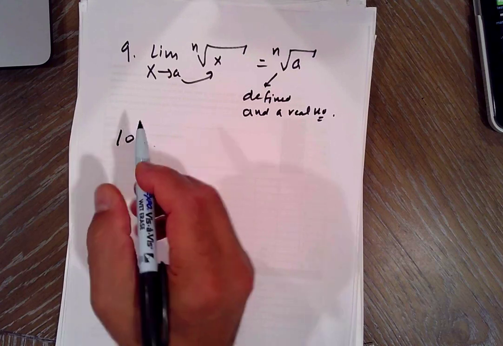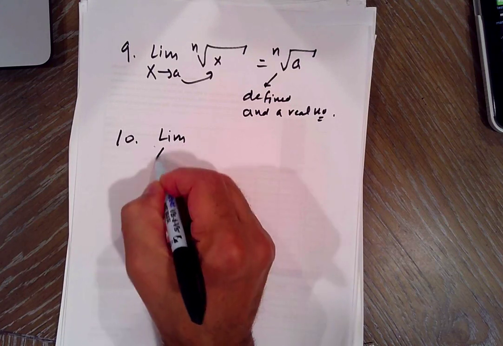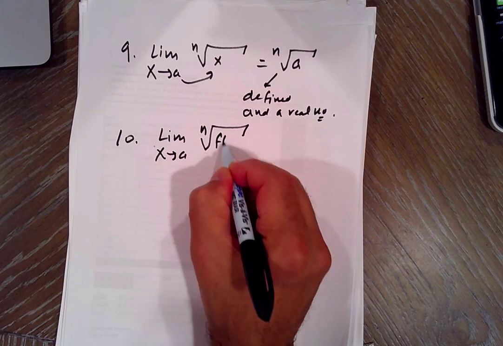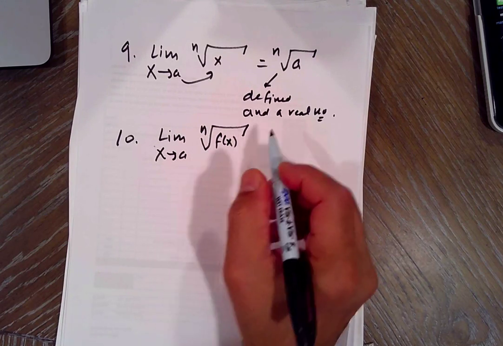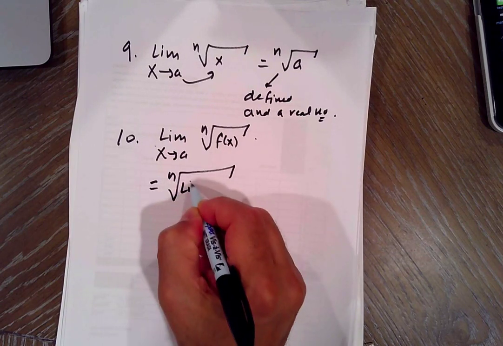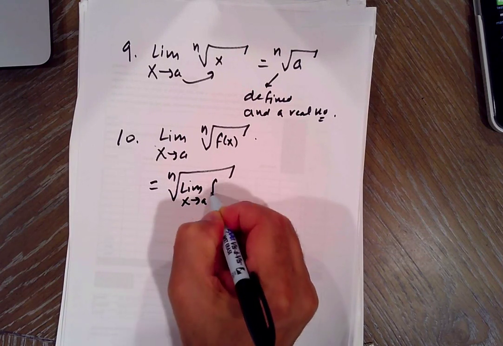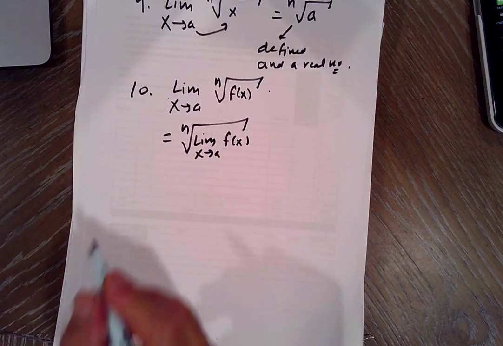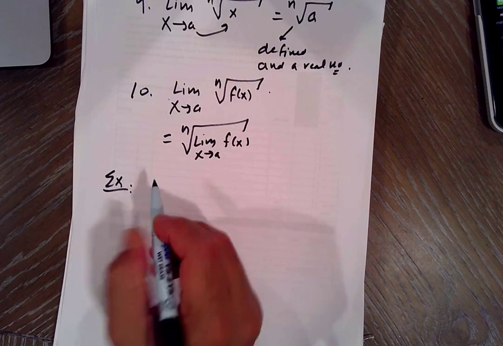And number 10, the limit as x goes to a of the nth root. We did the nth root of x. Now for any f of x, as long as it's defined and real, it's going to be the nth root of the limit as x goes to a of f of x. So let's see several examples about this.